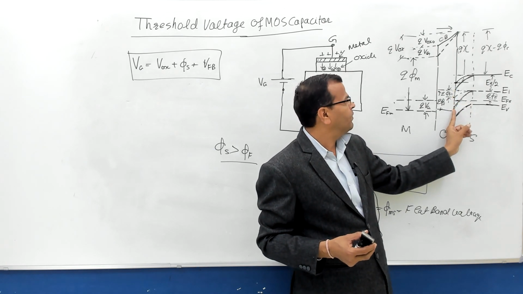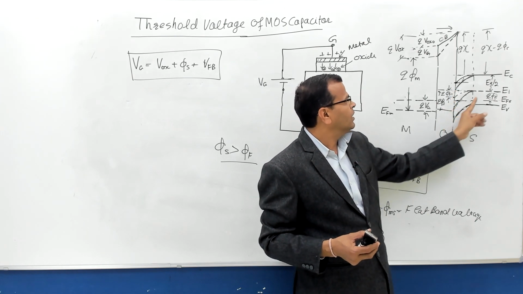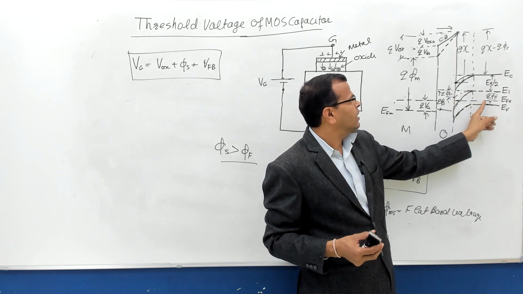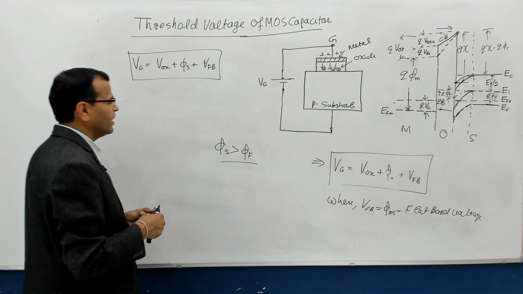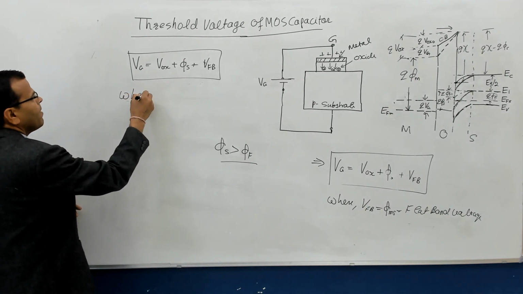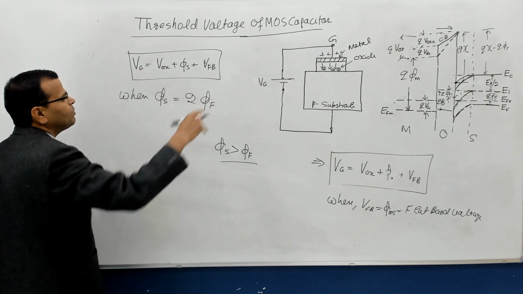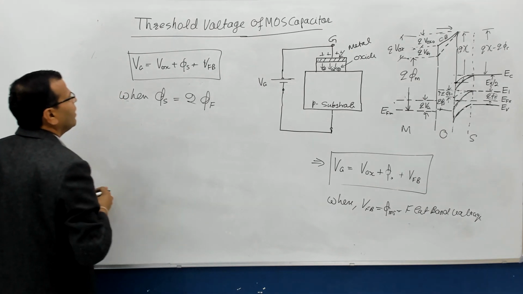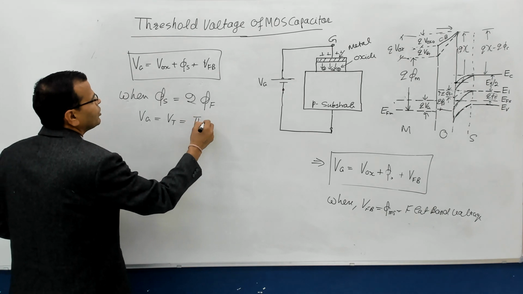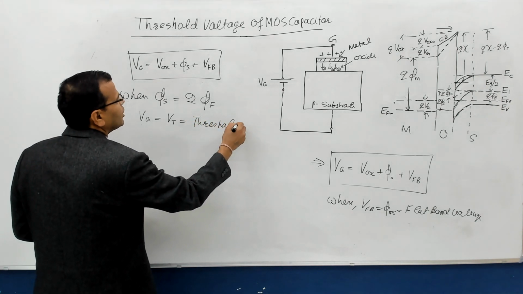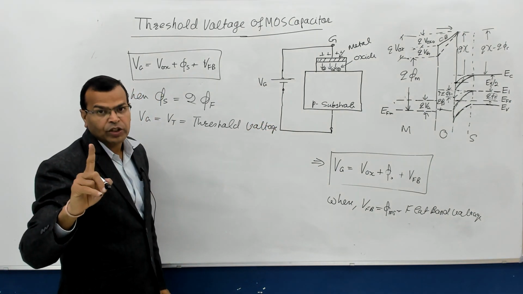That is known as the surface potential. When the surface potential, that is the fall in the intrinsic level at the surface, is twice the potential difference between EI and EFS, it is known as the threshold voltage. So I repeat, when the surface potential becomes 2 times the potential difference between the intrinsic Fermi level and the actual Fermi level, then the gate voltage is known as the threshold voltage. That is known as the threshold condition.